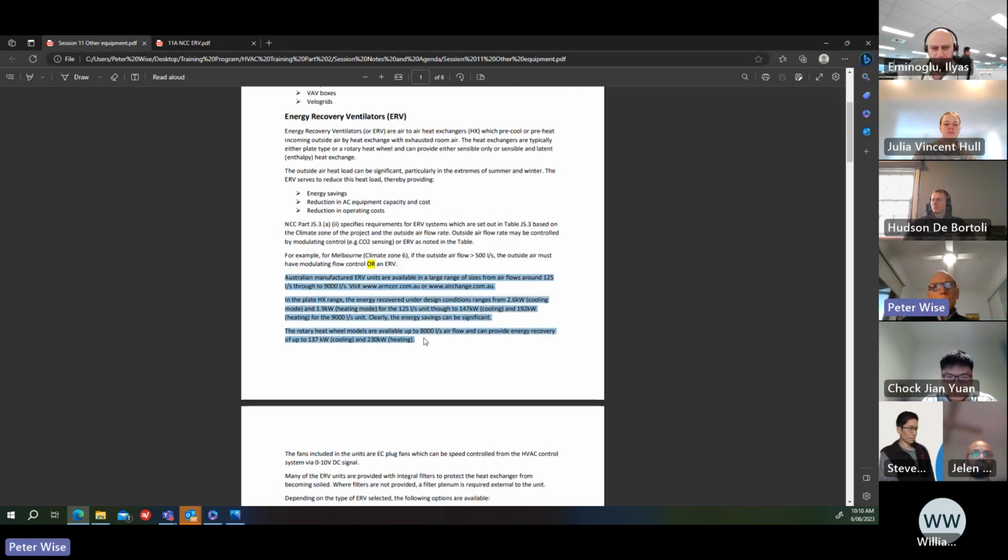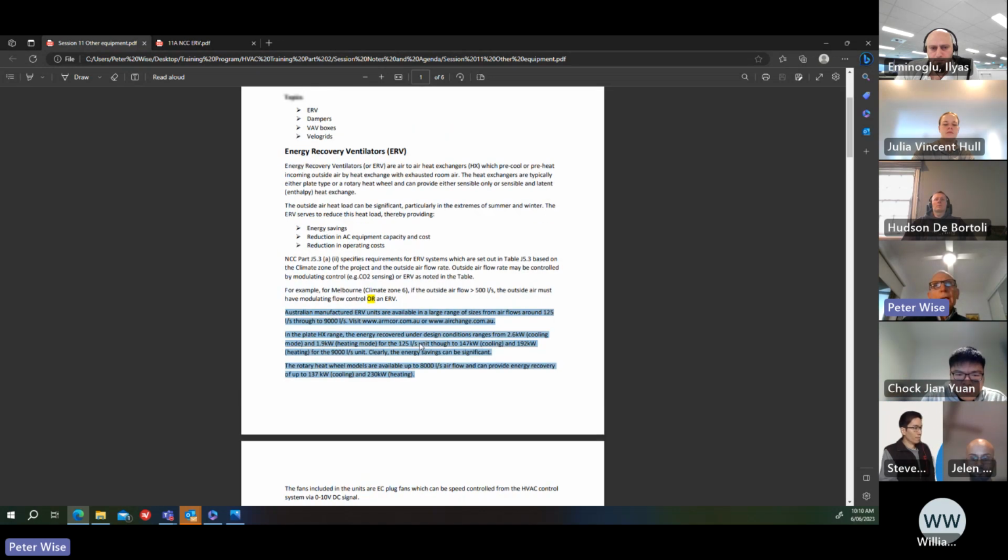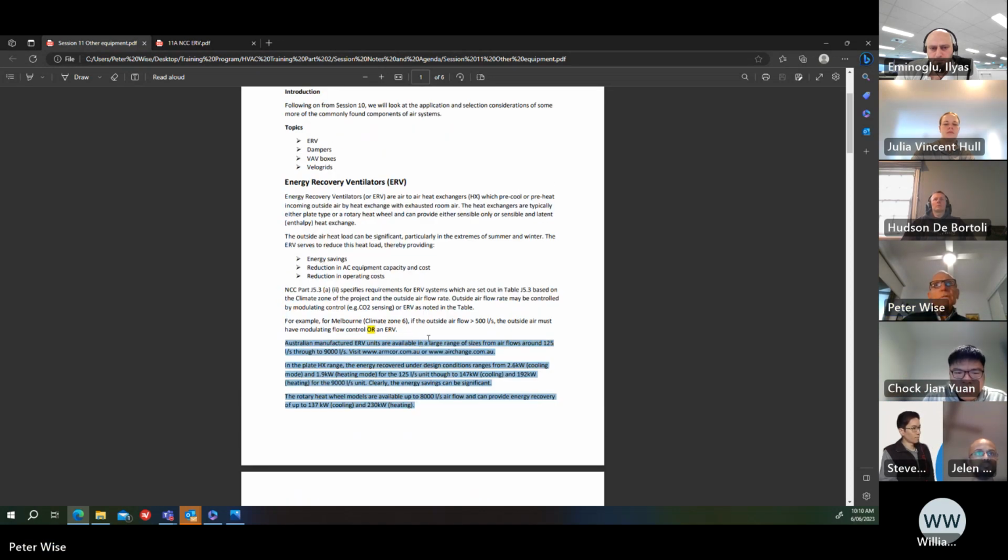Rotary heat wheel models are available up to 8,000 litres a second airflow. Again, this is from Armcore, and can provide energy recovery up to 137 kilowatts cooling, 230 kilowatts heating. Now, just be careful if you want sensible and latent heat exchange. You need to check the data carefully as to whether those units can provide it. The rotary heat wheels will provide both.